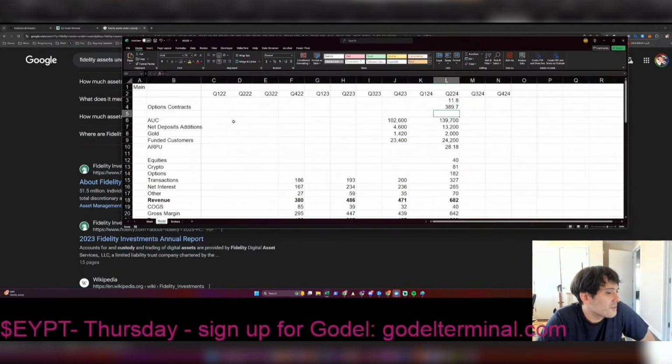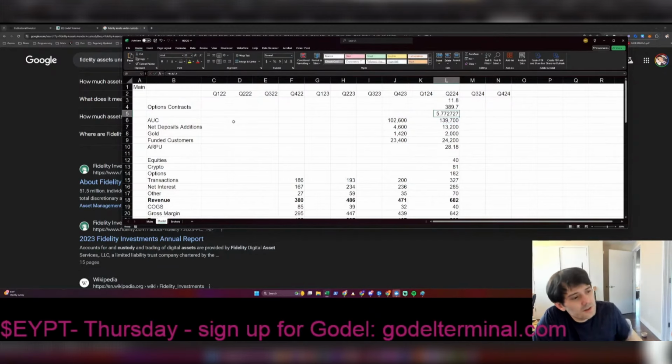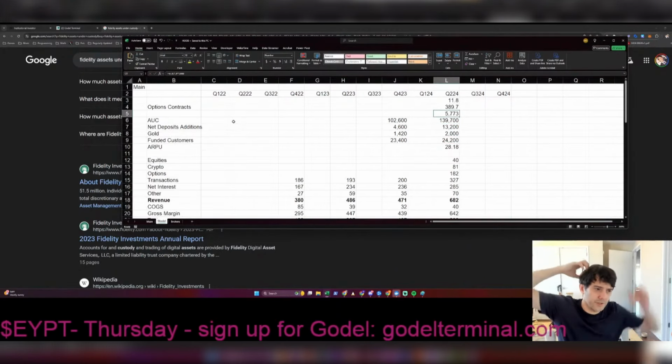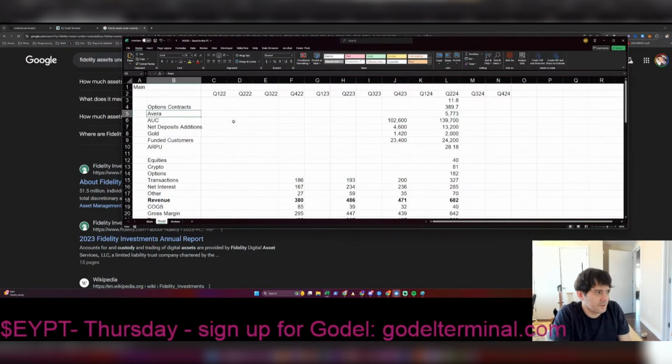What's the average customer deposit? So they get 139 billion. They get 24 million customers. So the average person has 5,000 bucks in Robinhood. I think in the other brokerages it's closer to 20 to 100K. But, you know, that's who they cater to. They cater really well to those kinds of clients, the small clients.